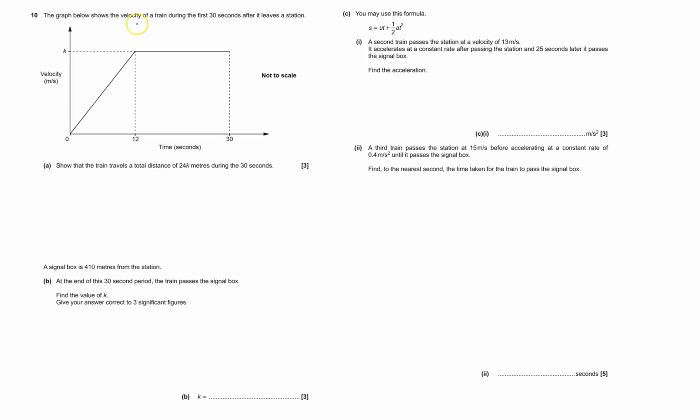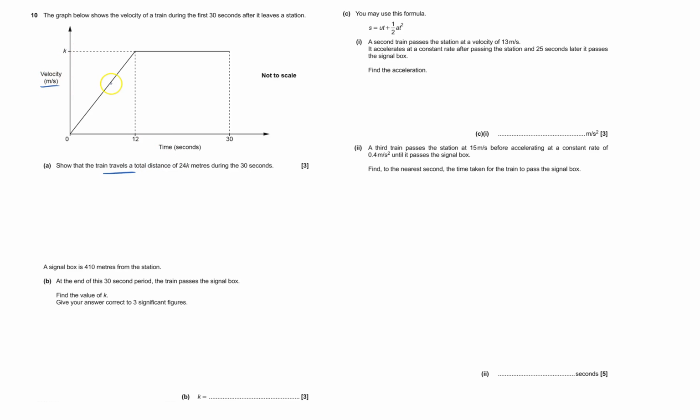Okay, the graph shows the velocity of a train during the first 30 seconds after it leaves the station. It leaves the station at 0, accelerates up here, gets to its maximum speed of k after 12 seconds, and then stays there for the complete 30 seconds since leaving. Show the train travels a total distance.